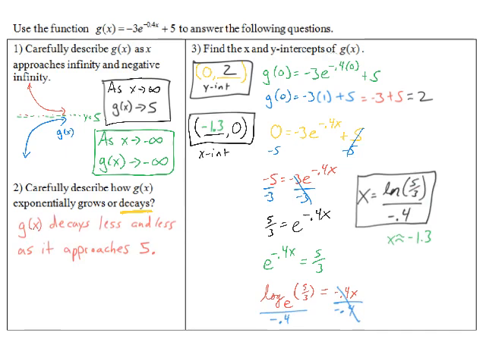Let me describe this one more time, just to explain this so you have something in your notes to look at. Well, let's just say that g of x decays less and less as it approaches 5. See this, as it approaches 5, isn't it decaying less and less? And that is kind of important. It's not a constant decay. It is decaying less and less as it approaches the asymptote.